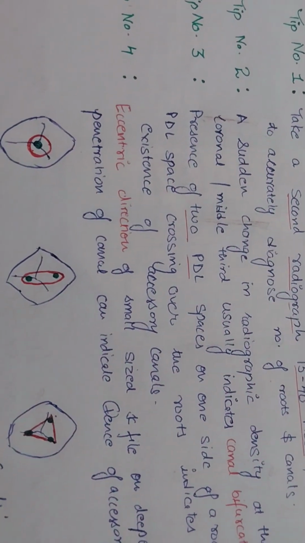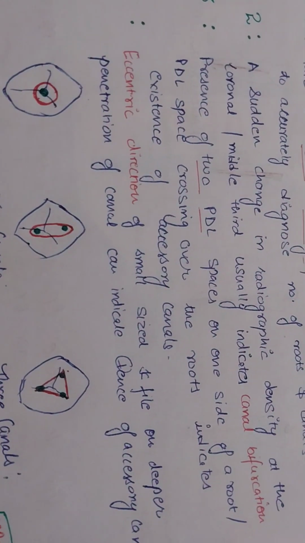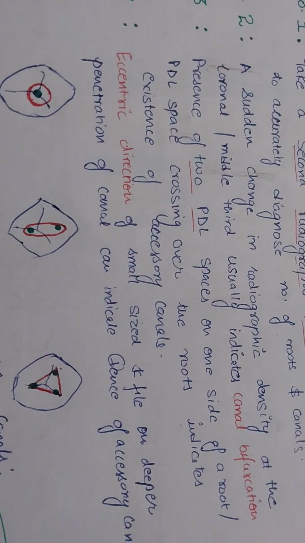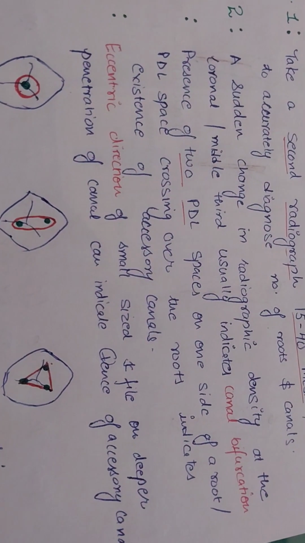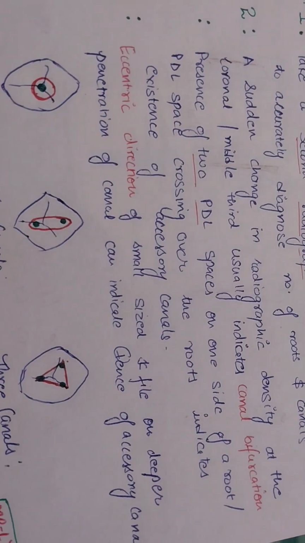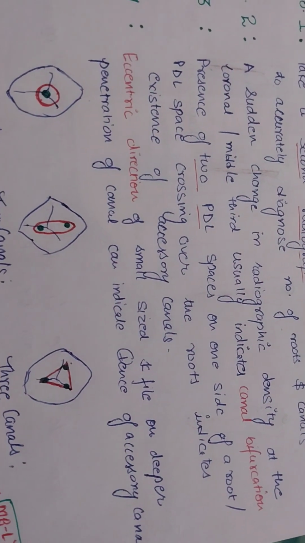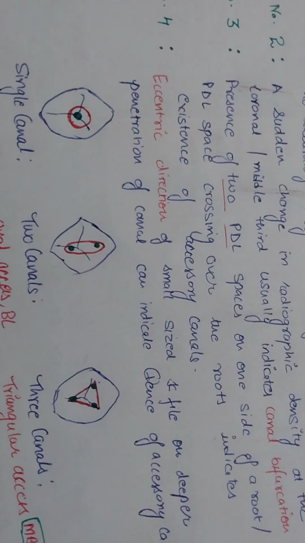Tip number 3: we have to check for the presence of PDL spaces. If there are two PDL spaces on one side of the root, or PDL spaces crossing over the root, it indicates the existence of accessory canals.